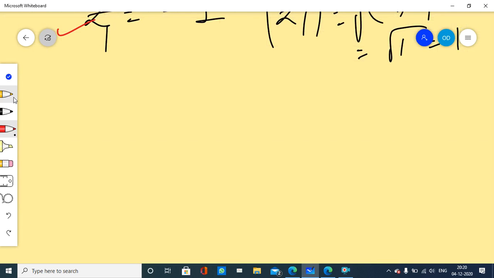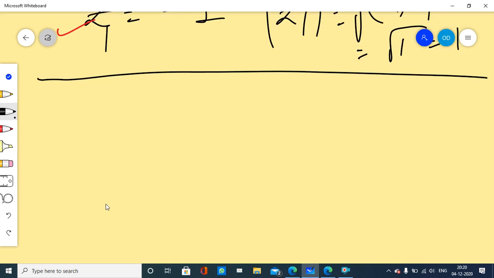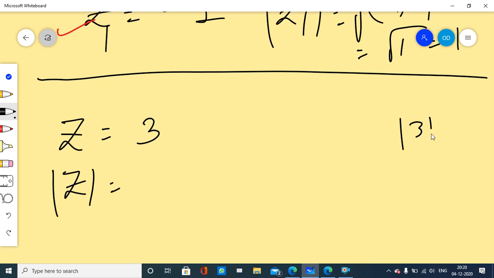So from this, I can make a simple rule. Suppose I give you a purely real complex number, let's say 3, and I ask you to find its modulus. Simply do what? Simply treat it like a real number. Find its modulus. Well, what is the mod of 3? If you are talking about real numbers, suppose somebody asks you what the mod of 3 is, it is 3. So the mod of z is 3.